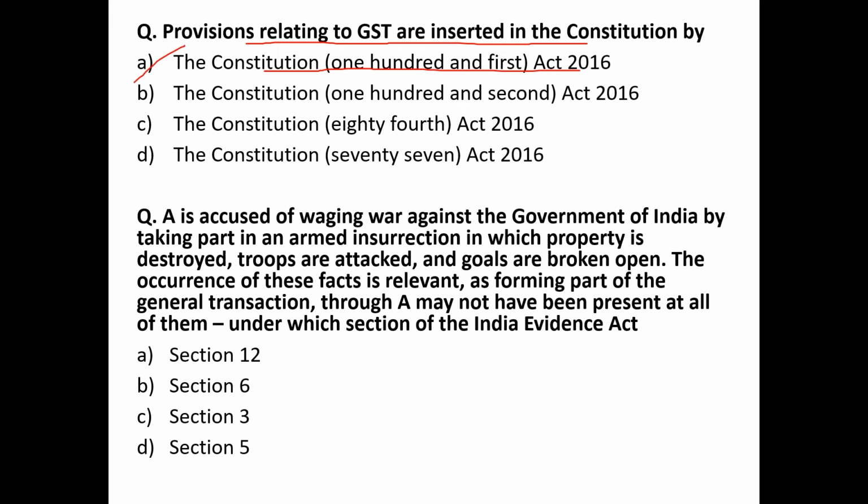Next question. A is accused of waging war against the government of India by taking part in an armed insurrection in which property is destroyed, troops are attacked and jails are broken open. The occurrence of these facts is relevant as forming part of the general transaction, though A may not have been present at all of them. Under which section of Indian Evidence Act? It's option B, Section 6.